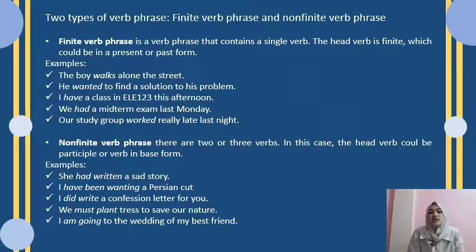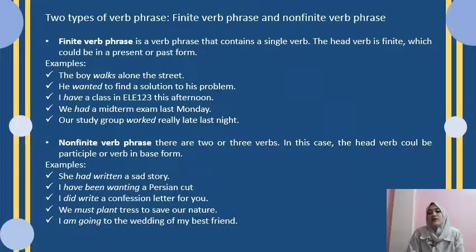The examples are: the boy walks along the street. He wanted to find a solution to his problem. I have a class in LA 123 this afternoon, and we had a midterm exam last Monday. Our study group worked really late last night. The single verbs here are walks, wanted, have, had, and worked. This functions as a finite verb phrase because it has only one verb.